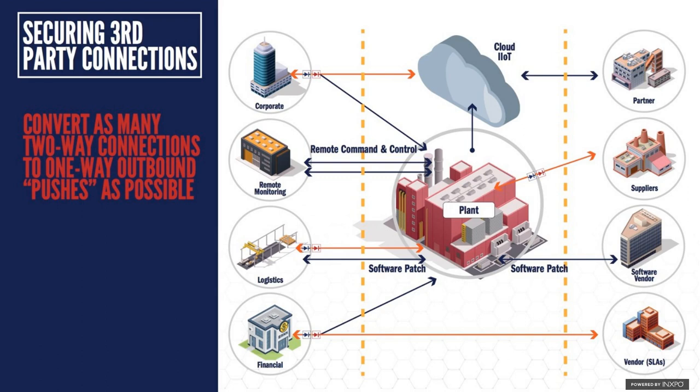The next step, now that we've done our audit and gotten rid of stuff that we don't need, is that we're going to start to convert the two-way connections that we have remaining to one-way connections.